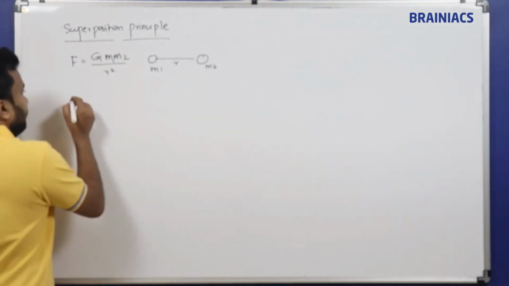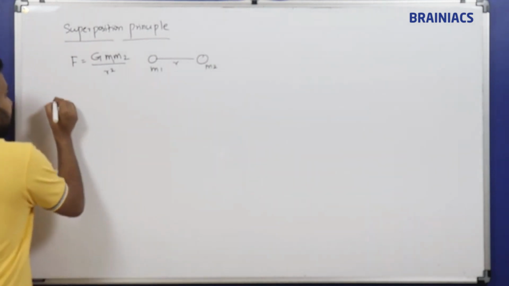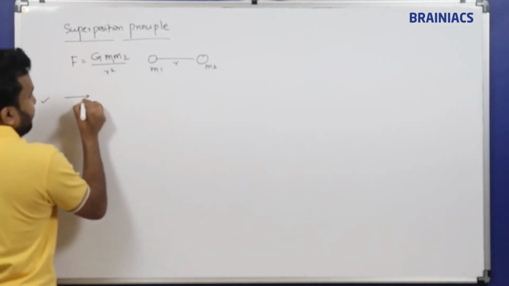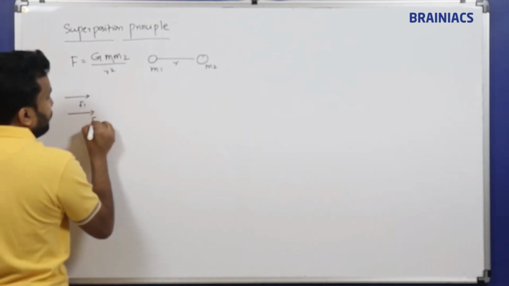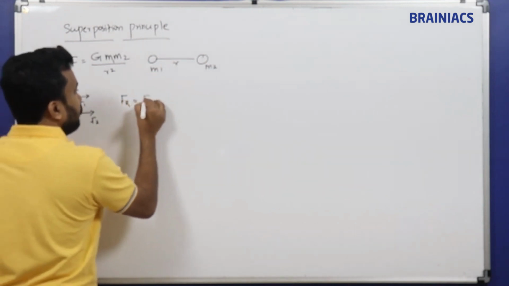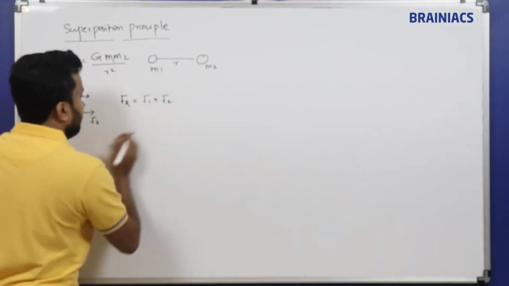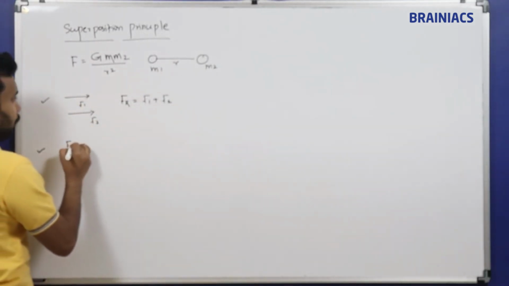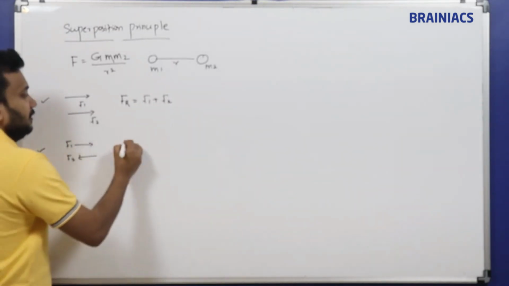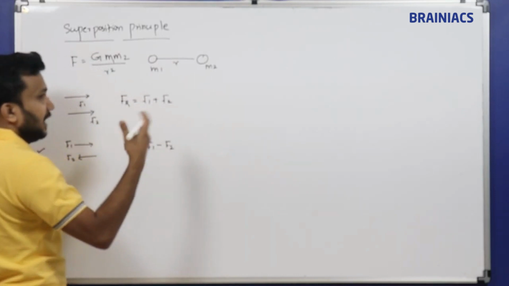Suppose there are two gravitational forces here. I am dealing with 3 cases. In the first case, one gravitational force F1 is in one direction and another gravitational force F2 is in the same direction. Then the resultant force Fr is equal to F1 plus F2, because both are vector quantities pointing in the same direction. Second case, if F1 is in one direction and F2 is in the reverse direction, then the resultant force Fr is equal to F1 minus F2, if F1 is the higher value.